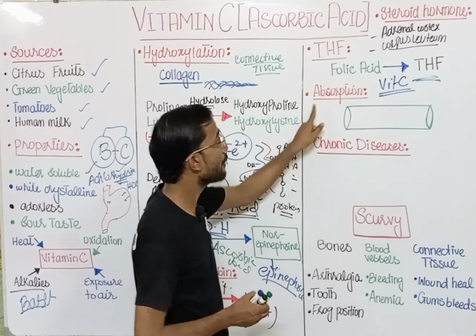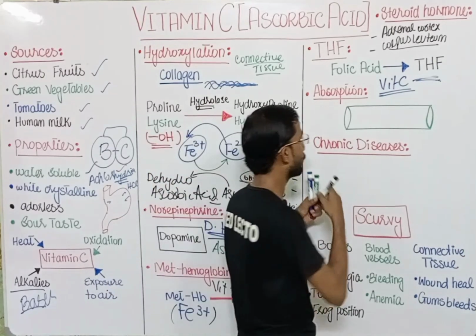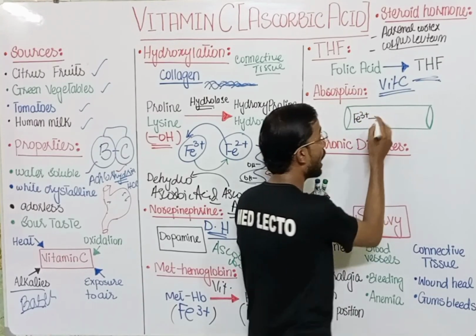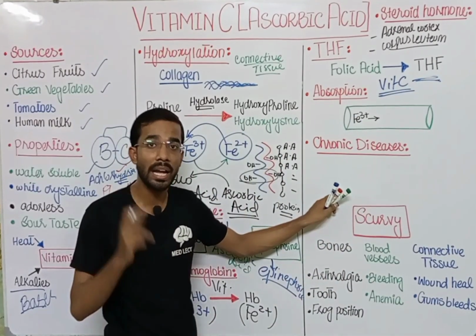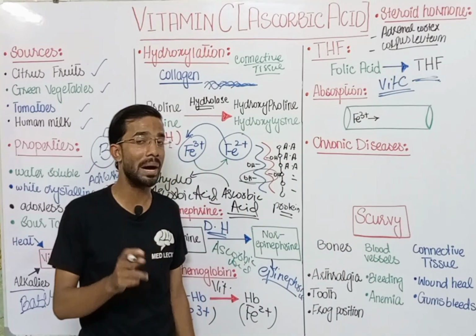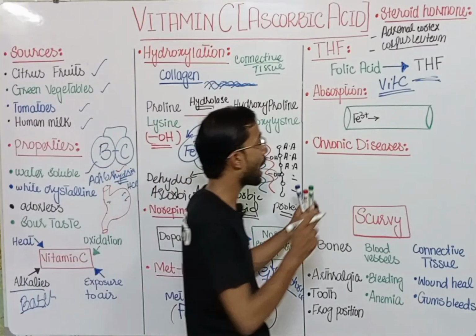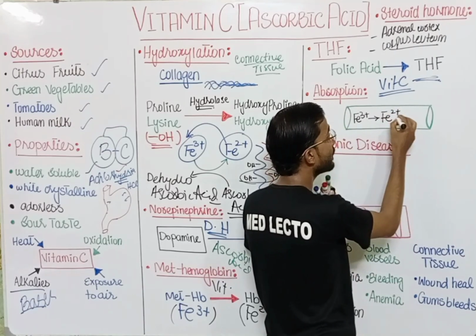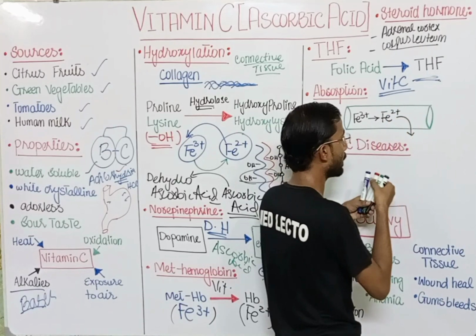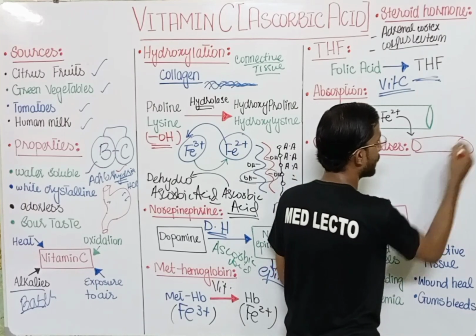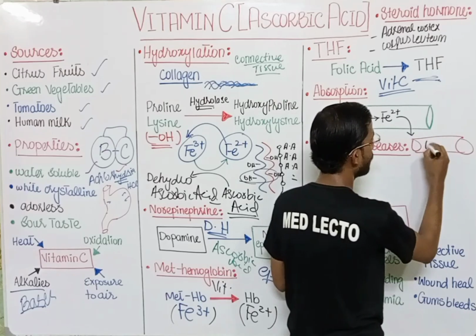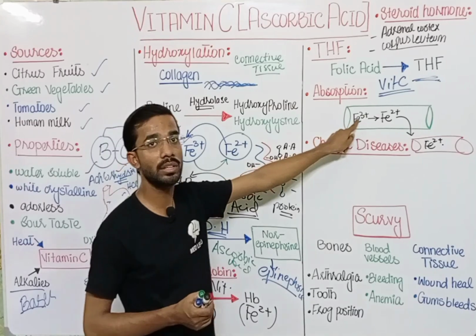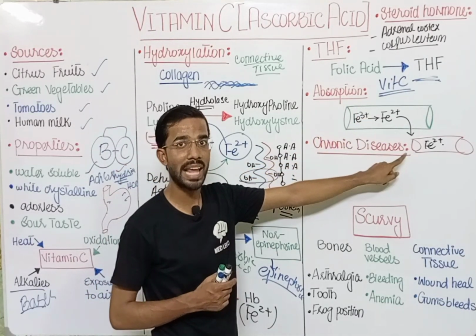After that, absorption. Vitamin C and iron: iron in the food is present in the Fe3 form. For the absorption of iron, iron should be in the ferrous form, the Fe2 form, otherwise iron will not be absorbed. So first of all, iron is converted from the Fe3 to the Fe2 form. Now this Fe2 form will easily be absorbed into the blood stream. Otherwise, Fe3 iron has difficulty in its absorption.